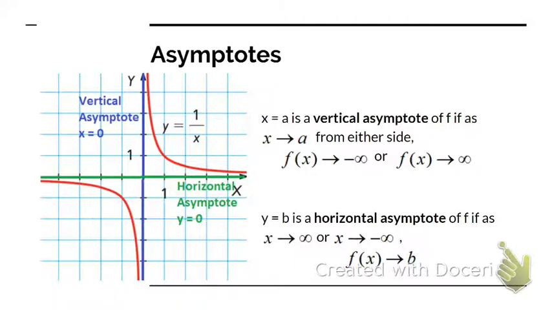All right, now a graph of a rational function will never cross a vertical asymptote, because vertical asymptotes come from domain restrictions. X can't equal those numbers. So you'll never have a point with an x value of a vertical asymptote.